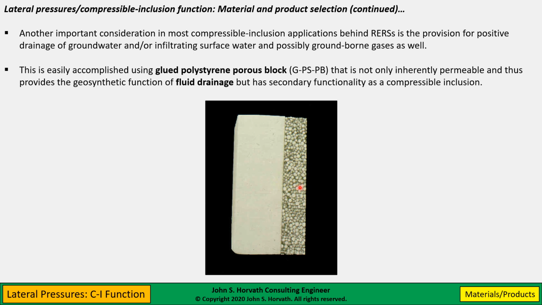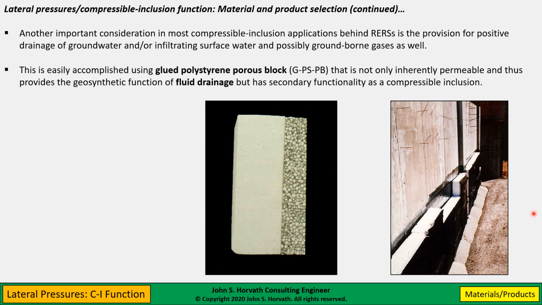Both of them contribute to thermal insulation. So if you have below ground space, say a basement of a building, you're going to get a lot of thermal insulation from this. And this same product is also providing fluid drainage of water and or ground-borne gases. So here you have one single product that's only 6 inches, 150 millimeters thick, and it's going to reduce your lateral earth pressures, it's going to thermally insulate your below ground space in the building, and it's going to drain your groundwater.